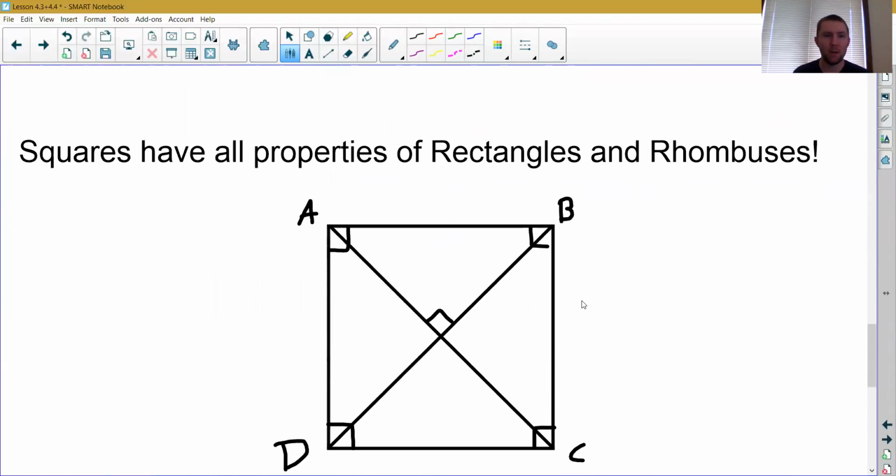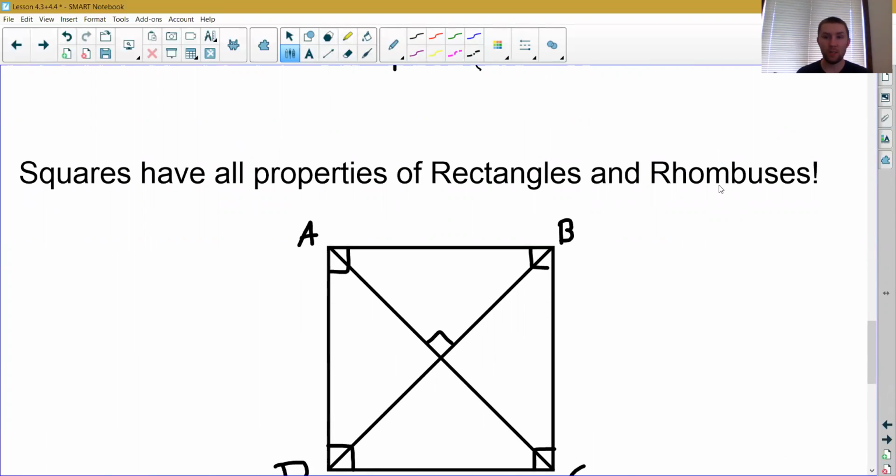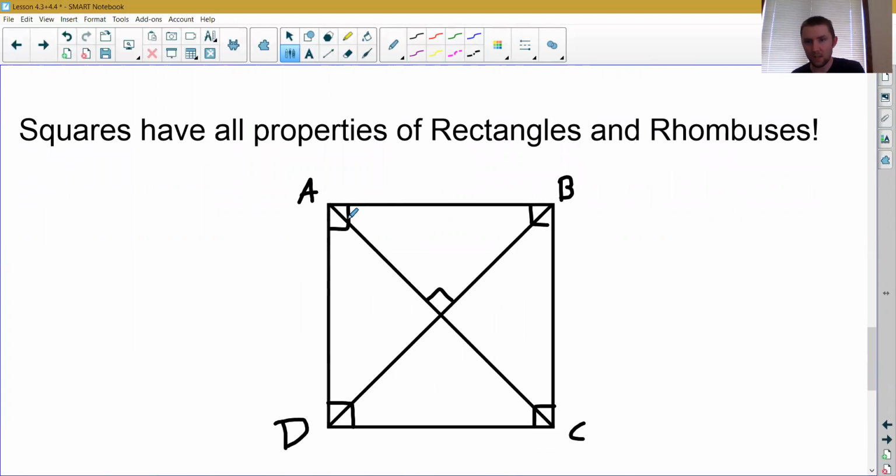All right, so if we go down here, squares have all the properties of rectangles and rhombuses. So squares obviously have two diagonals that are congruent because that was our property for rectangles. So again, it is true in this case that the distance from A to C has to be the same as the distance from D to B. Those two diagonal lengths have to be the same. It is also true that the diagonals have to be perpendicular, and it's also true that the diagonals have to cut the corners into equal halves.